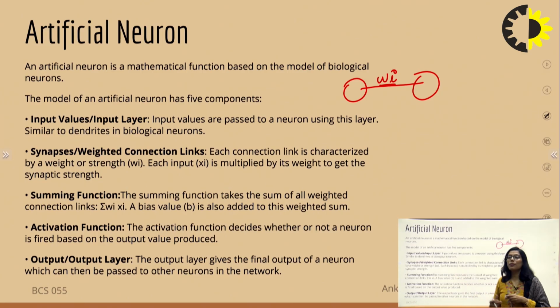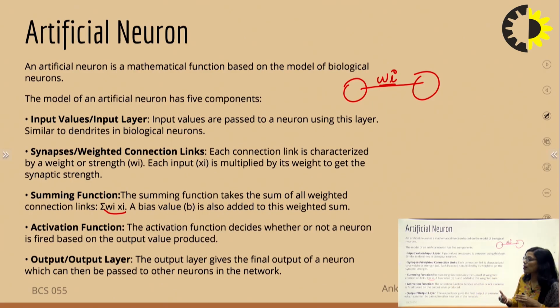Now we have a summing function. The summing function is basically how a neuron takes care of the inputs it is getting. It does nothing but form the sum of all the weighted connections. So suppose I have multiple inputs, and each input connects to the other node with some weight associated with it. When I form the weighted sum of the WiXi, it forms the summing function that is present at every node. Then we have an activation function.